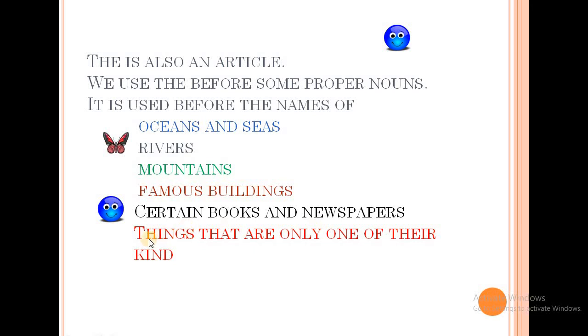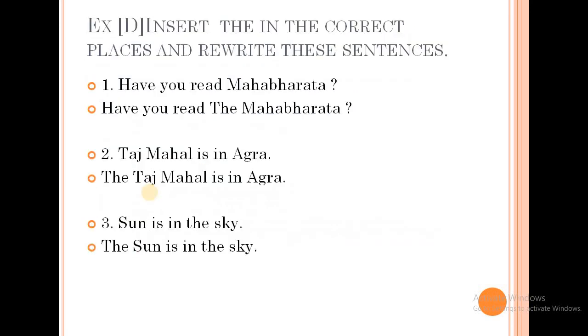The next one is things that are only one of their kind. Only one thing is available. The same kind of thing is not there. We will not find another one. So the sun. We will find only one sun, right? In the whole earth. Then the moon, the earth. So all these things we will find only one of. For that we are using article the.